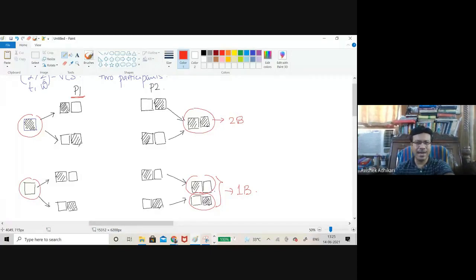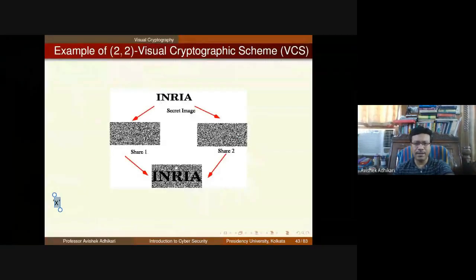For black, I am getting more black. For white, I am getting less black. As a result, visually, we have some difference of 1 black, which is reflected through the fact that this background is gray, whereas this INRIA, this writing, each of the alphabets are complete black. As a result, visually we can distinguish, and I have already shown you this is not done in machine, but you can by hand, you can do this.